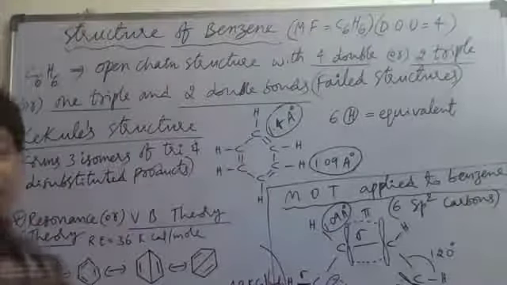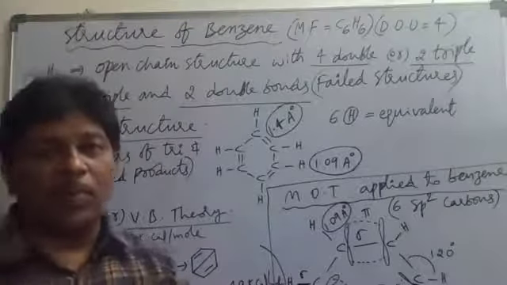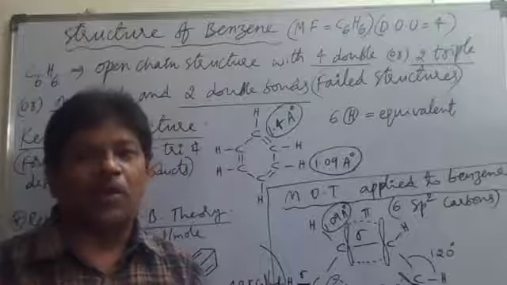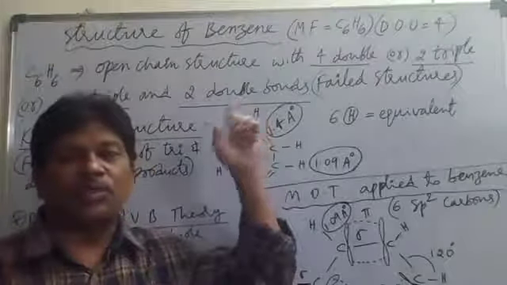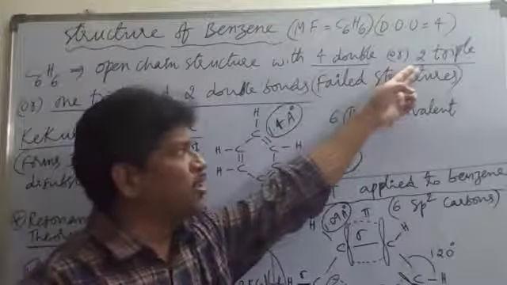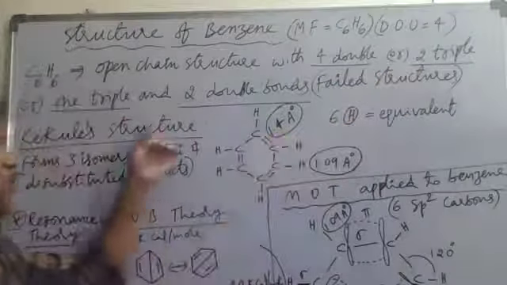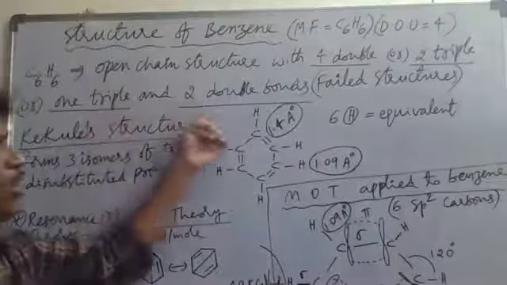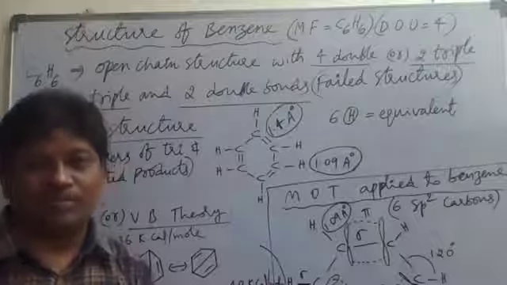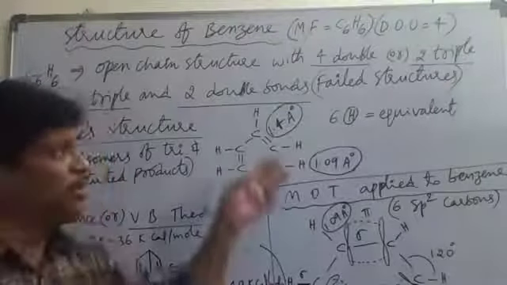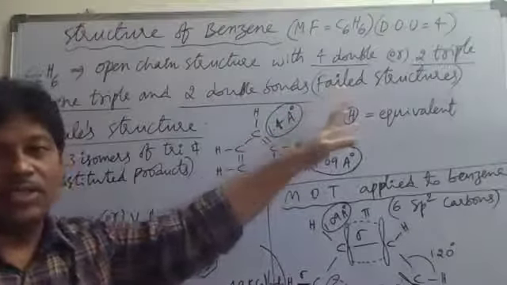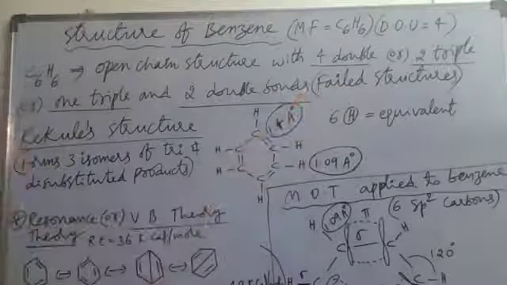So any one of these possible open chain structures may be given to benzene. But we have observed that the properties of benzene, as available in nature, are different from the properties of the open chain structures proposed. The open chain structure with 4 double bonds, with 2 triple bonds, or with 1 triple bond and 2 double bonds do not have properties similar to benzene. So open chain structures cannot be taken. They are failed structures to explain the structure of benzene.